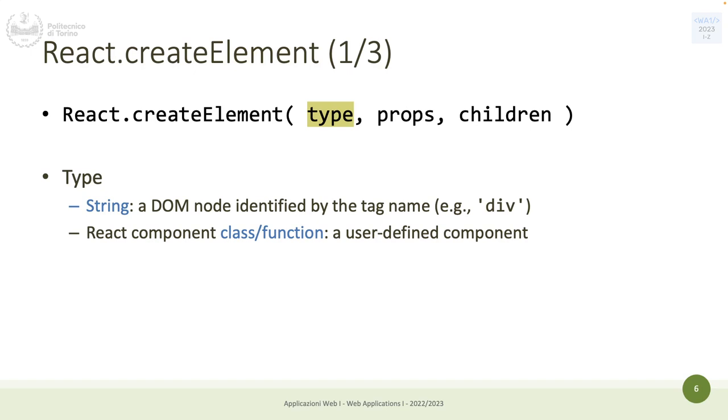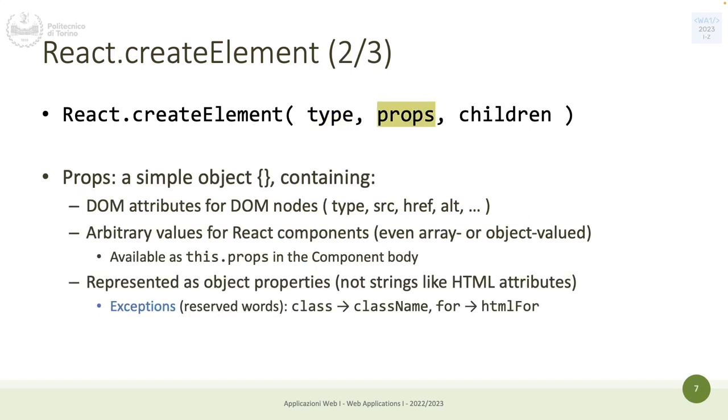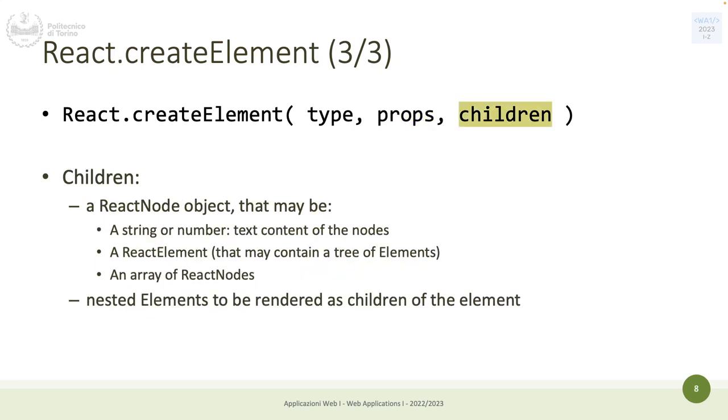We have three things to define for an element: the type, the component, div, button, etc. Any props that we need to pass, that are typically JavaScript objects, represented as object properties, mapped to the DOM HTML properties, with the exception of reserved words. So the class property in HTML becomes className in React, because class is a reserved word. And for clearly is a reserved word in JavaScript and becomes htmlFor. But when there is no clash of naming, it's just the name that you will use in HTML as a property. And then you can have children that are React nodes.